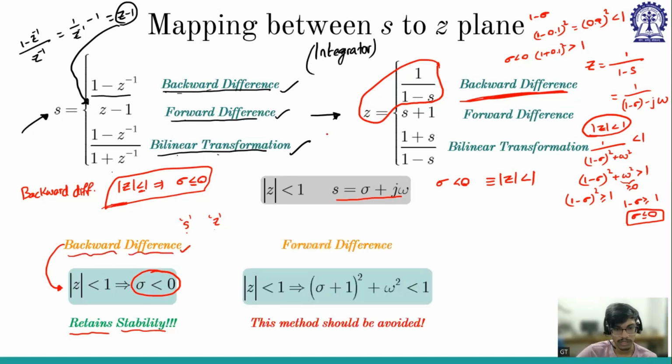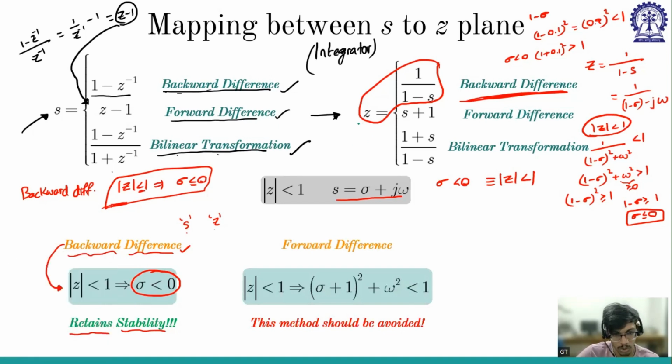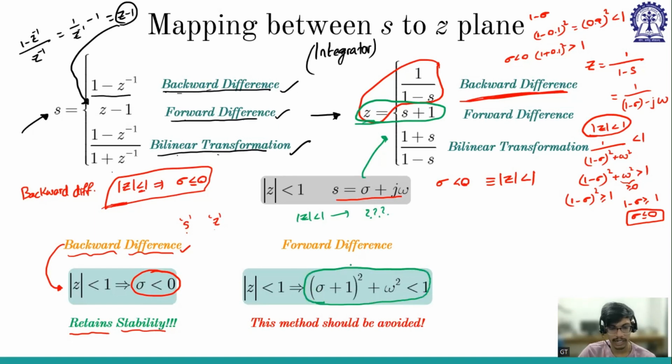For forward difference, you have to do this. I have not shown it, but you should do this equation. You consider Z equal to S plus 1, substitute S equal to sigma plus j omega in this, consider mod Z less than 1, and check what the condition is. I'm not doing it, but I want you to do it, so please do it after the session. Anyway, sir has shown the entire detail in his video, so I hope you have gone through that.